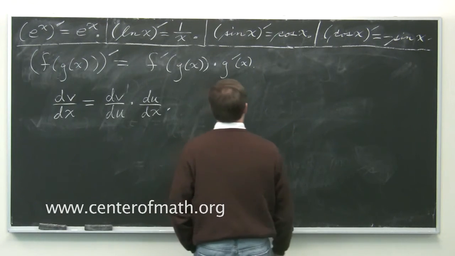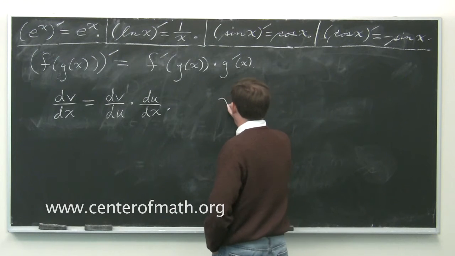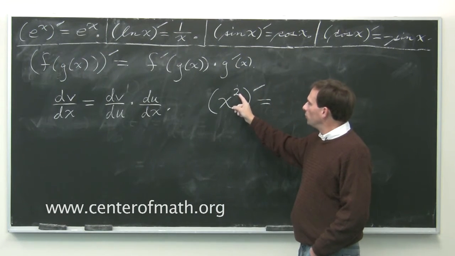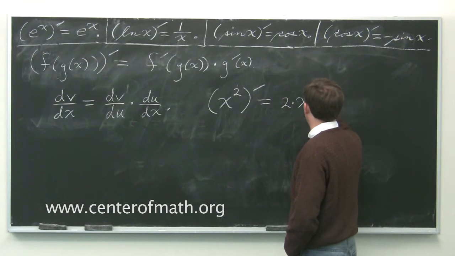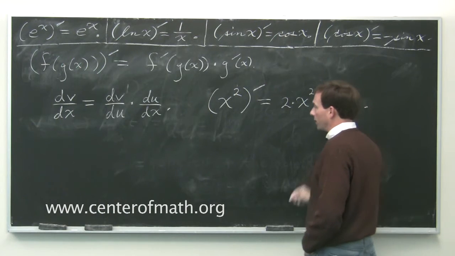All right, so how do you use all these rules? Well, the power rule, for instance, would tell us what's the derivative of x squared. By the power rule, you bring the exponent down as multiplication and you subtract 1 from the exponent. So you get 2 times x to the 1, that's just 2x.